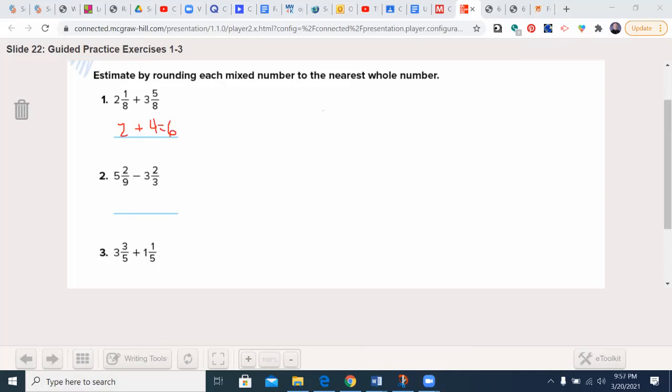5 and 2/9. 2 is less than half of 9, so this stays a 5. Minus. Make sure you have the right symbols here. 2 is greater than half of 3, so this will go up 1. 5 minus 4 is 1. 3 and 3/5. 3 is more than half of 5, so I'll add 1 here and I get a 4. Plus 1 is less than half of 5, so this will just stay the same. 4 plus 1 is 5.